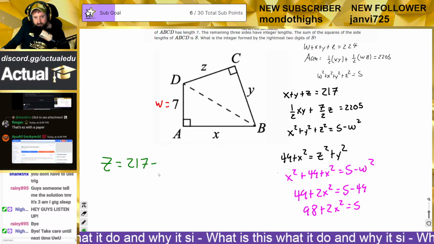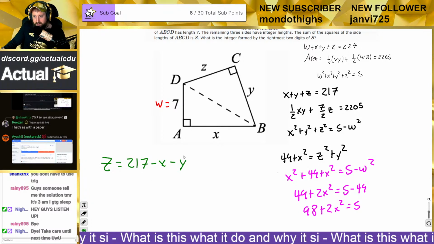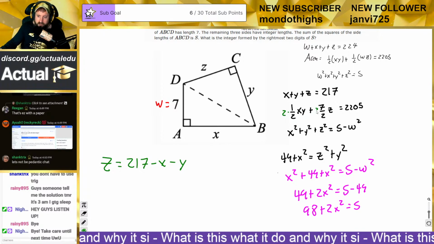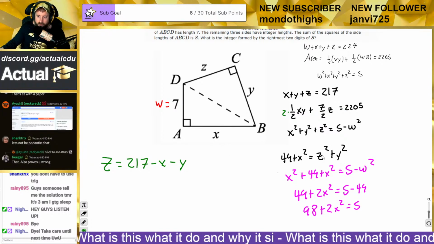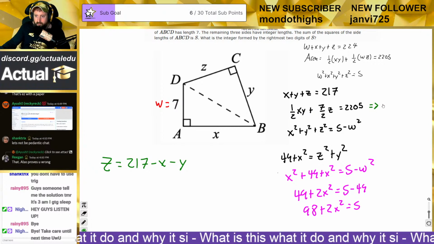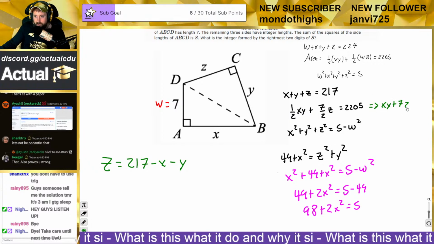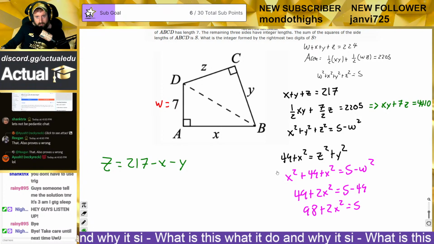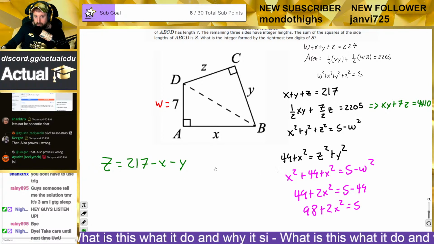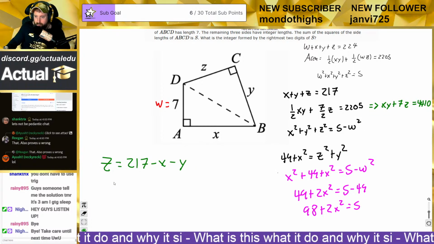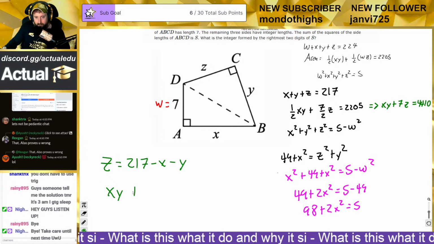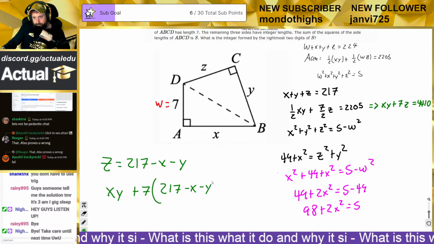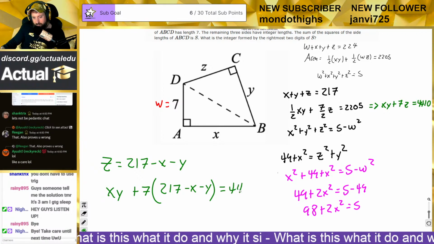Alright, 217 minus x minus y. That's equal to z. If I plug that into here, first of all, let's multiply everything through by 2, because I don't like fractions on things. So this is going to be that xy plus 7z equals 4410. Now, I'm going to replace z here with this. I'm going to say that xy plus 7 times (217 minus x minus y) is equal to 4410.